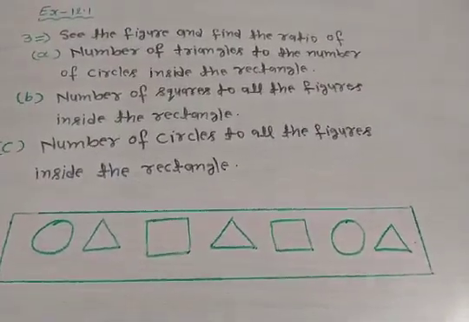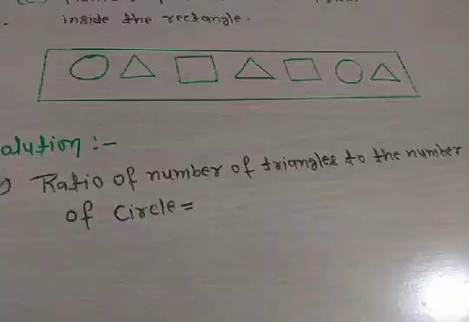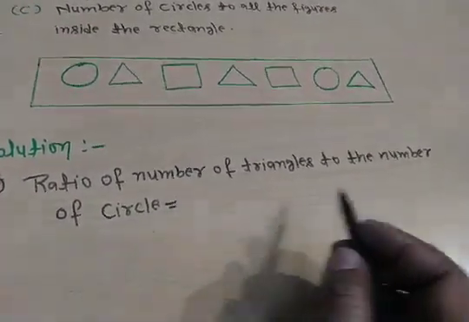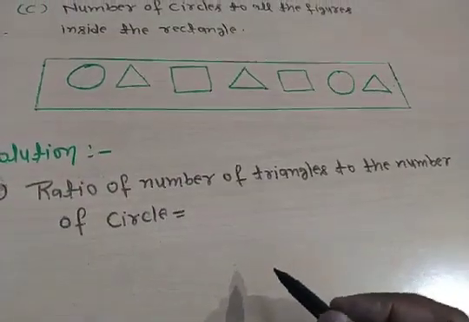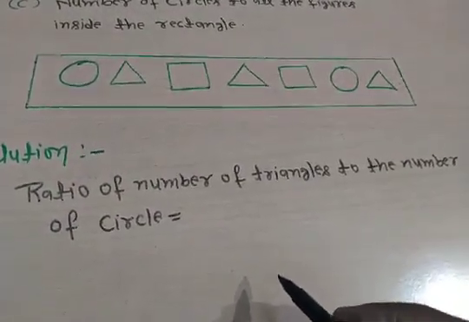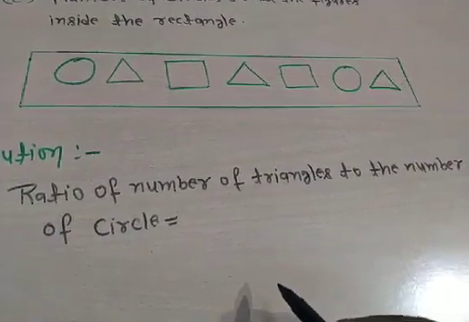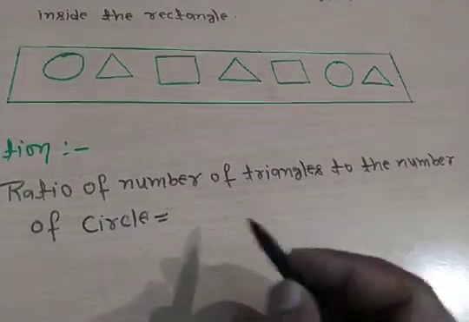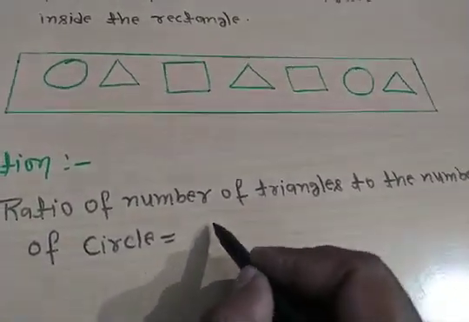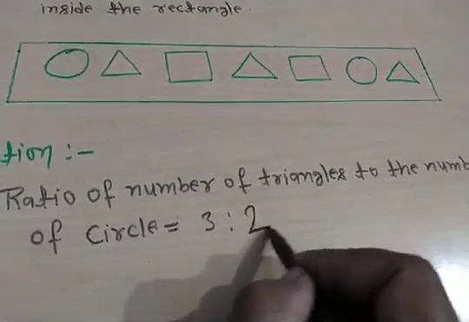This is clear. So you find the ratio. A part, the ratio of number of triangles to the number of circles. So how many triangles? 3. 1, 2, 3 you can see, and number of circles is 2. So the ratio is equal to 3 ratio 2. This is clear.